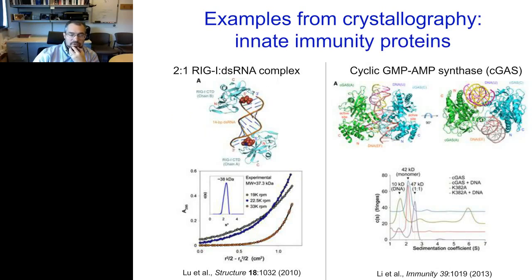And then we also have several collaborative projects with Pingwei Li at Texas A&M, who works in innate immunity. And so this just shows that we've used AUC to verify, for example, that the RIG-I RNA sensor forms a 2-to-1 complex bound to RNA.